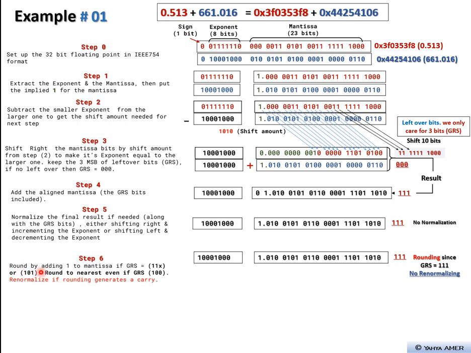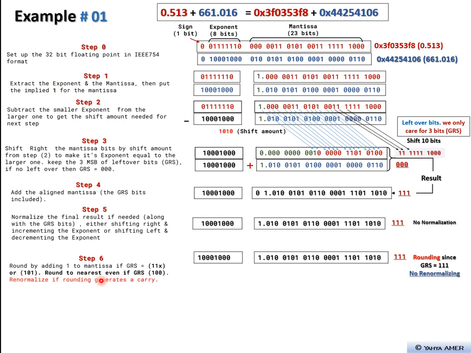Rounding, we round by adding 1 to the mantissa in two cases. If the GRS, we talked about the GRS before, if the x here means don't care, going to be 0 or 1. So if G and R equal 1 and 1, then we have to make rounding by adding 1 to the mantissa. The second case, if the G equals 1 and R equals 0 and the sticky bit equals 1, in this case we have to make the rounding by adding 1 to the mantissa.